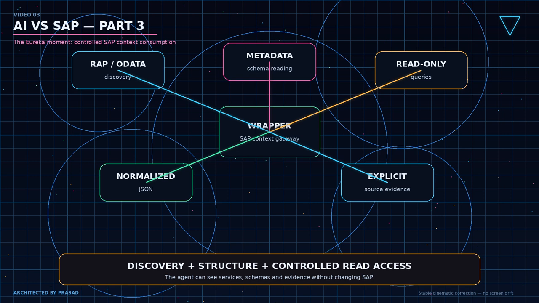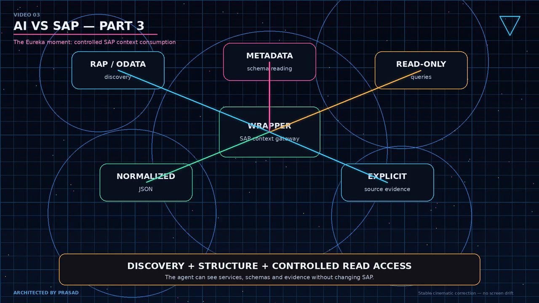Third, controlled read-only queries. The agent could consume information but not change the SAP system. Fourth, normalized JSON. The SAP response became easier for AI agents to process consistently. And fifth, explicit source selection. The agent knew where the evidence came from.